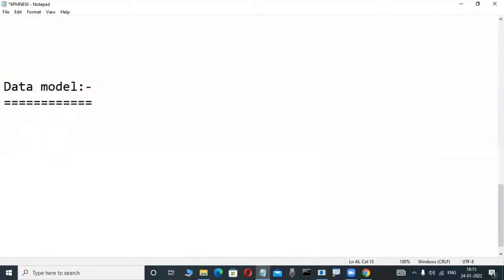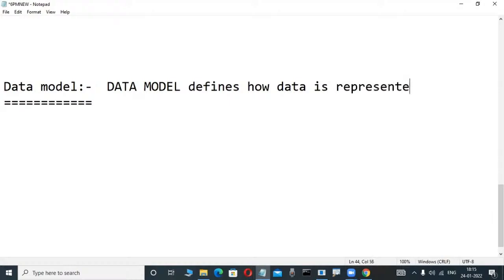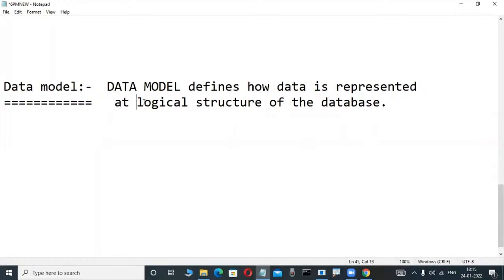Data model represents how data is represented. A data model defines how data is represented at the logical structure of the database. How easy is this definition? Observe it here. Logical structure of the database. And now check it out. Observe it here. What is a logical structure?